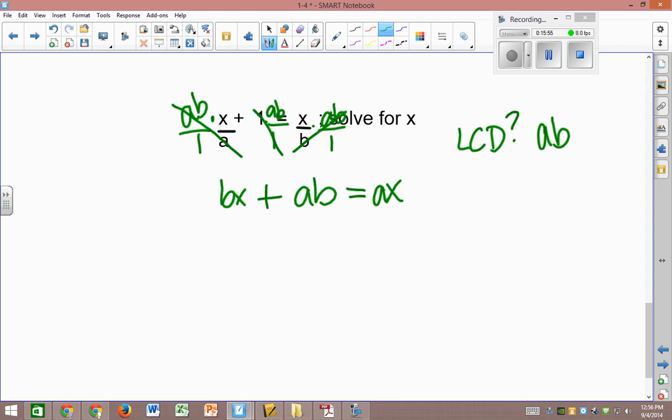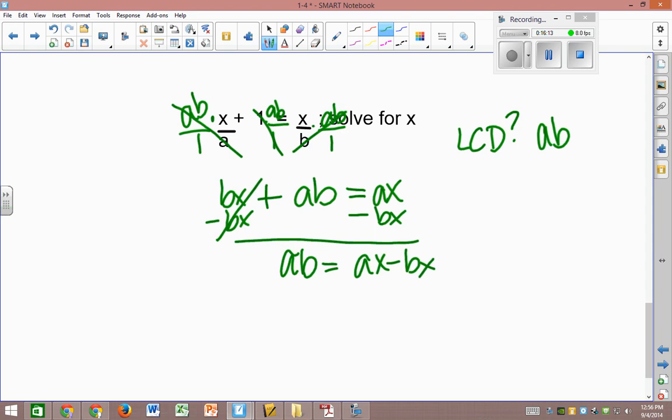I see a couple of x's. Those cows have to be on the same side of the fence. Which ones do you want to move? Move the b. So subtract bx, because right now it's positive bx. That will leave us ab. How about this side? ax minus bx.